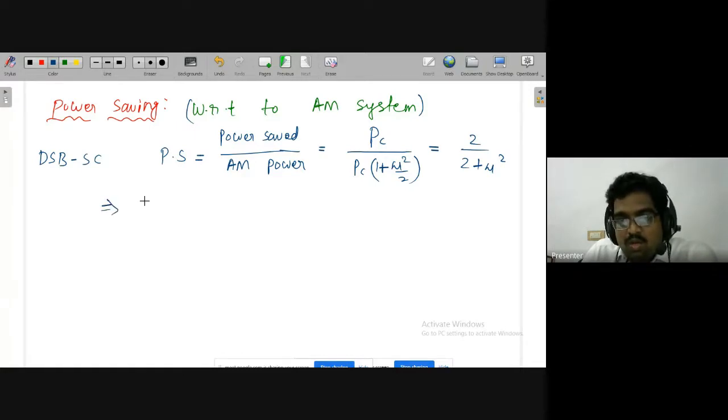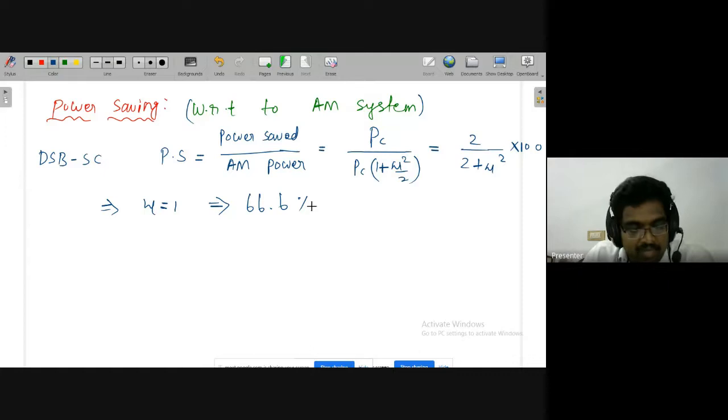If mu is equal to 1, because the maximum value of modulation index in DSBSC is 1, then what is the amount of power saving? That is simply 2 by 3 into 100, power saving in terms of percentage. Sometimes we want to tell it in terms of percentage, so I have to multiply by 100. So the amount of power saving is 66.6% for the DSB system.